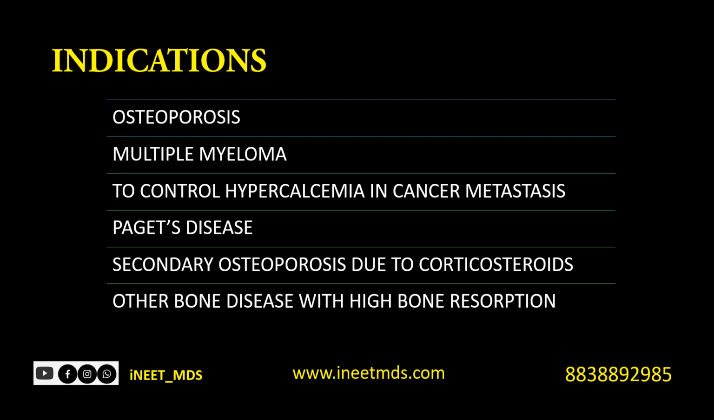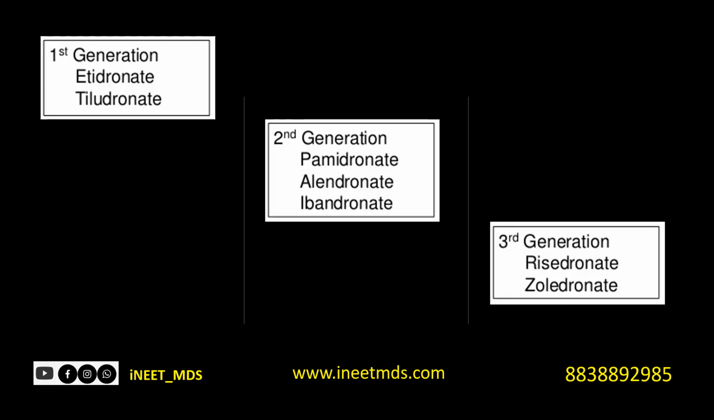For example, multiple myeloma, to control the hypercalcemia in cases of cancer metastasis, in Paget's disease of bone, in secondary osteoporosis due to corticosteroids and other bone diseases where there is higher bone resorption. There are three generations of bisphosphonate. First generation includes etidronate, tiludronate. Second generation includes pamidronate, alendronate and ibandronate. Third generation includes risedronate and zoledronate.